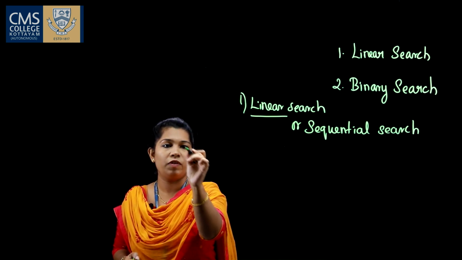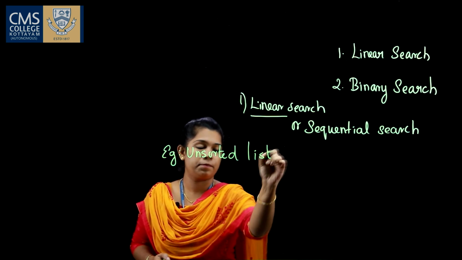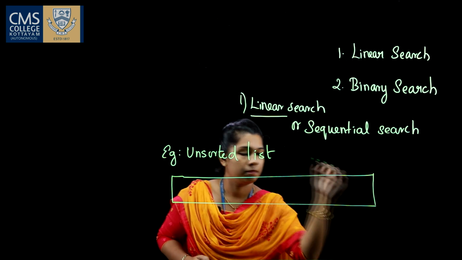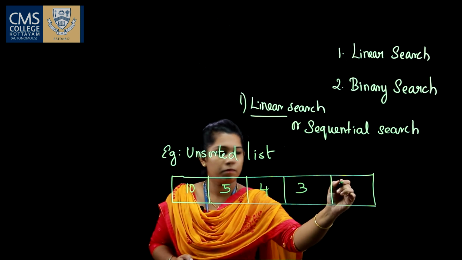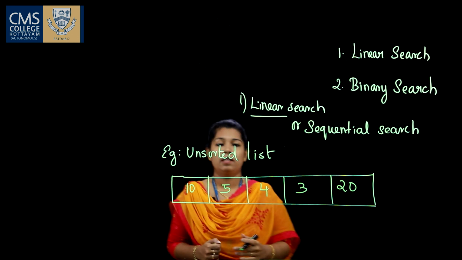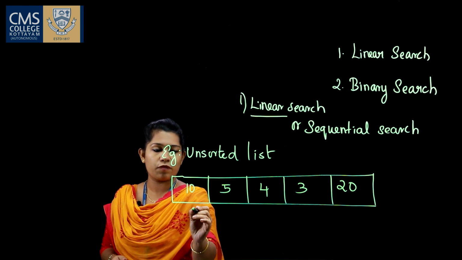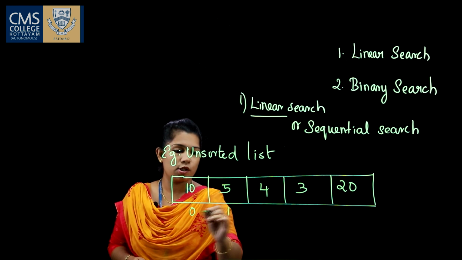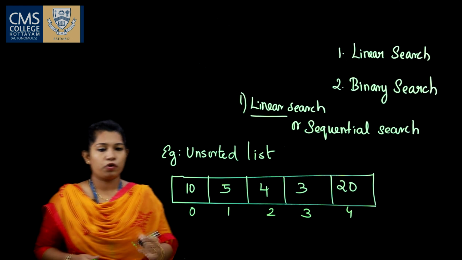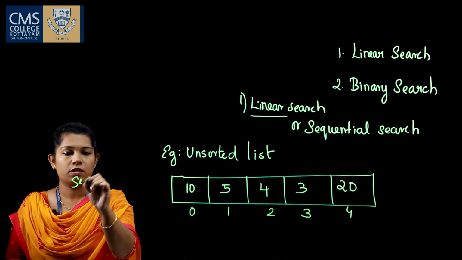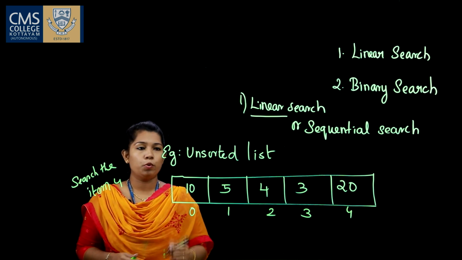First, we will discuss an example with an unsorted list. Consider this list, which is stored in an array. You know the array index starts from 0 to n minus 1: 0, 1, 2, 3, 4. My search criterion is that I want to search for the item 4. How can you do this using linear search?